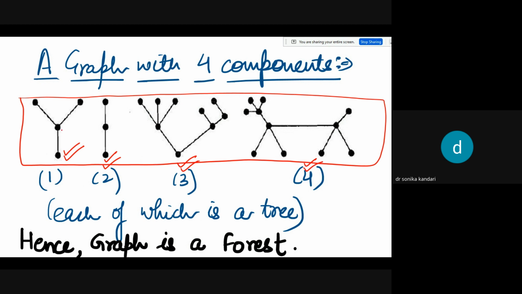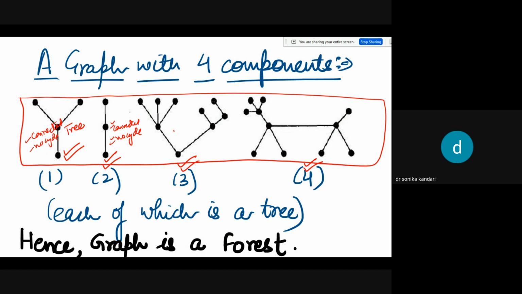And each of these components is a tree. This is a tree. Tell me why this is a tree. All are connected. Yes. No cycle. Yes, this is a tree. All are connected. There is no cycle. Very good. This is also a tree.